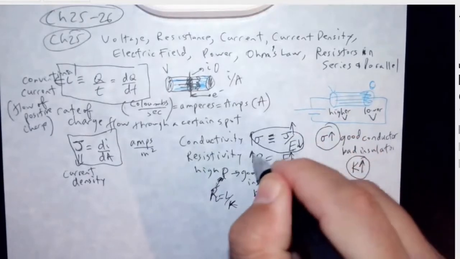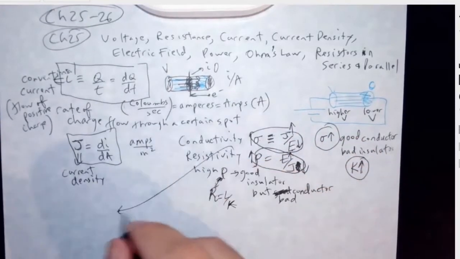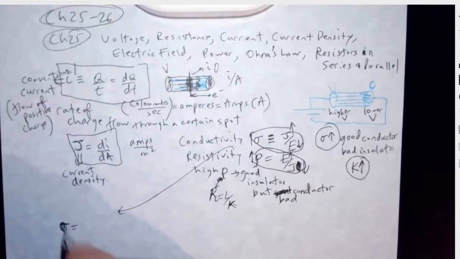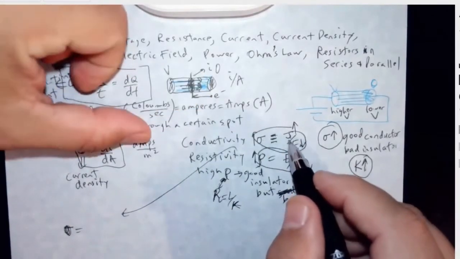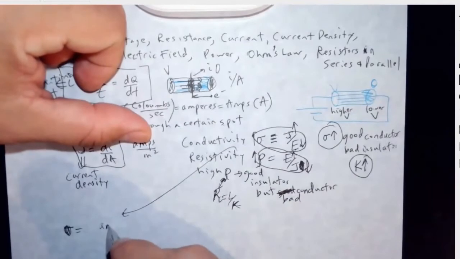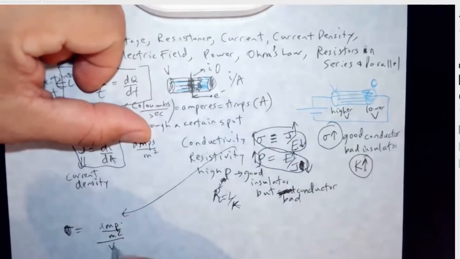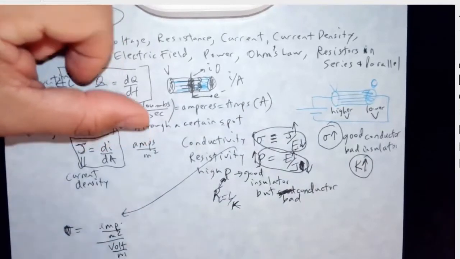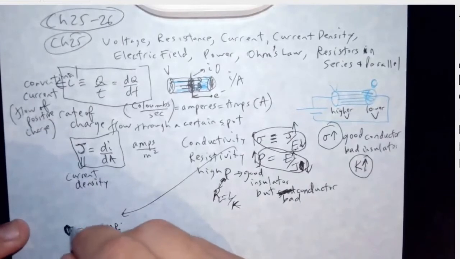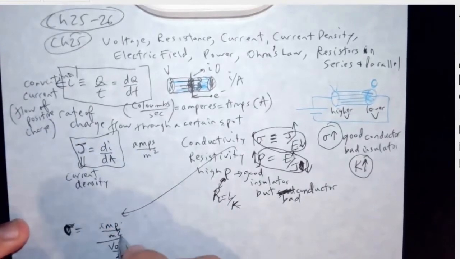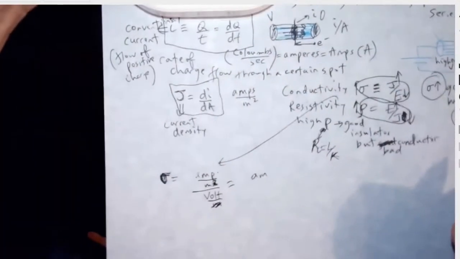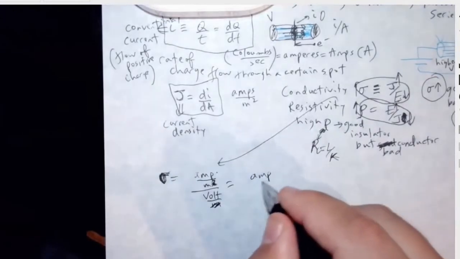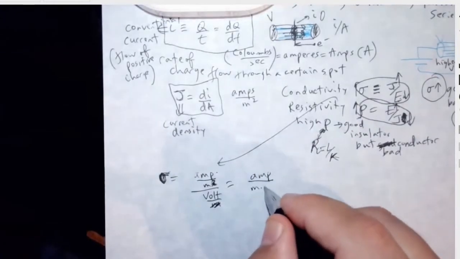Let's look at that. Sigma. J would have units of amp per meter squared. And then the electrical field would be volt per meter. That would be the units of sigma. The meter and the meter cancel, and you get amp per meter volt.